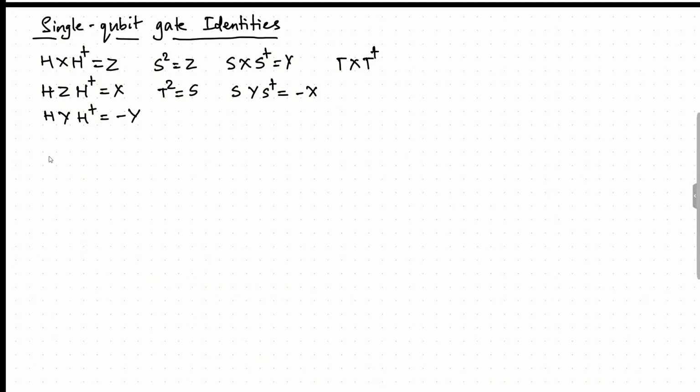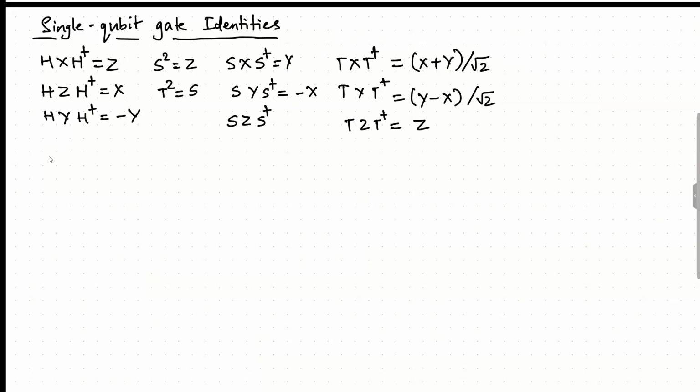We should also look at how these identities denote how H would transform X, how H would transform Y, how a set of gates transforms another set of gates. So we can see how T is transforming X, Y, and Z here. So T, when applied to the X gate, gives us a superposition of X and Y gate. When applied to the Y gate, it gives me a superposition of Y minus X by root 2. And when it is applied to the Z gate, it gives the Z gate. So it does nothing to the Z gate. The S gate applied to this also does nothing to the Z gate.